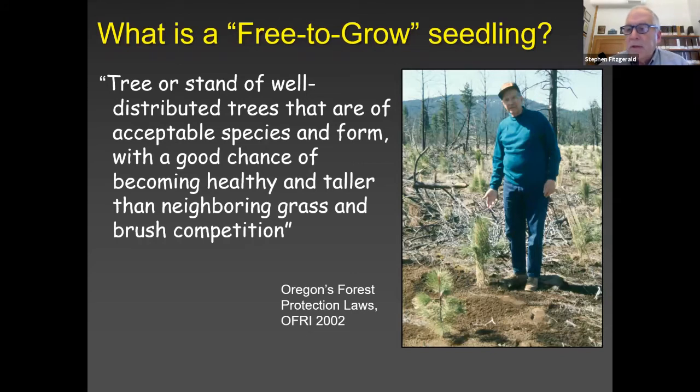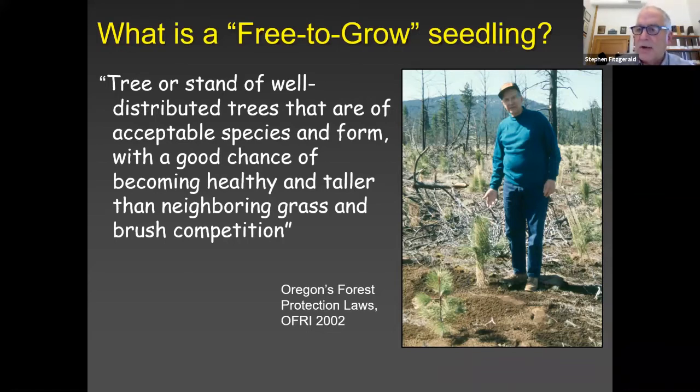So in the reforestation requirements for Oregon after harvest, trees need to be free to grow by year 6. What do we mean by free to grow? Well, this definition is in the illustrated manual for forest practices laws in Oregon that the Oregon Forest Resources Institute has published. Basically, it's a tree or a stand of well-distributed trees of acceptable species and form that have a good chance of becoming healthier and taller than the neighboring grass and brush competition. Basically, a free-to-grow tree or stand is one that you could walk away from and you'd be pretty self-assured that it's going to take off and not need any further nurturing or weed control.